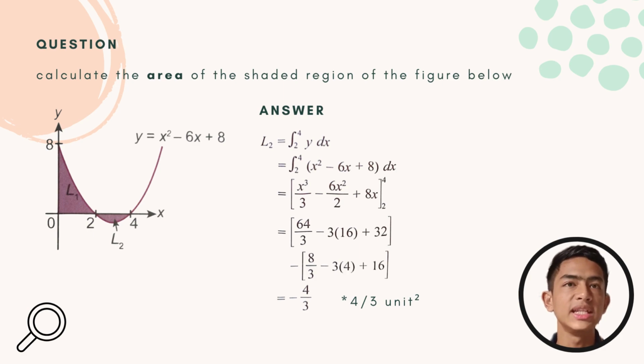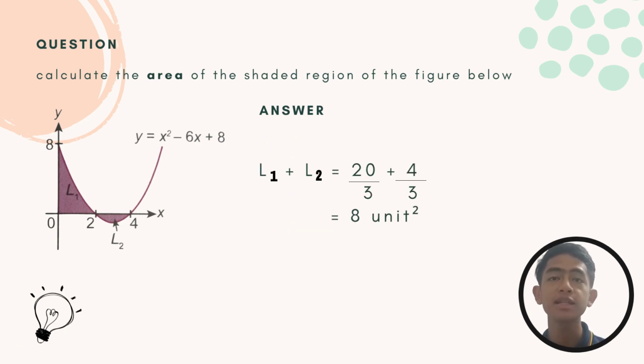Thirdly, x in the calculation will change with the upper limit, which is 4, and then we minus it with the lower limit part. And lastly, we get the final answer, which is negative 4 divided by 3. And lastly, we sum up the two areas. So L1 plus L2 equals 20 divided by 3 plus 4 divided by 3, and then we get 8 units squared. We use unit as the question doesn't specify any SI unit, such as meter or millimeter or anything else. So we just use unit instead.